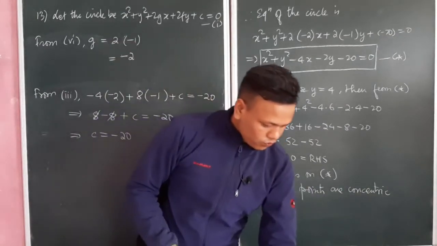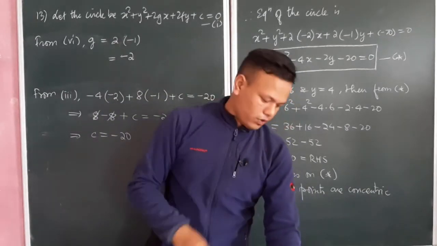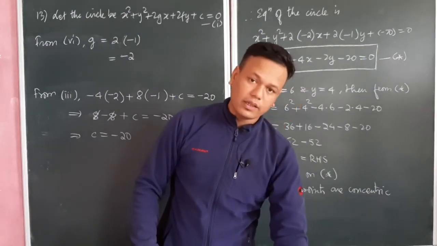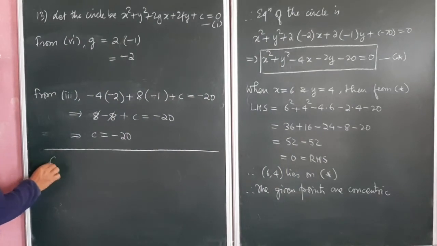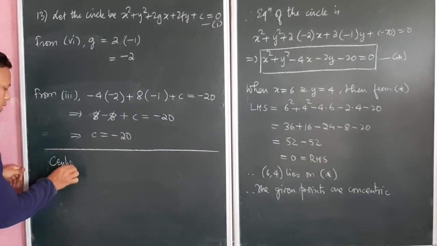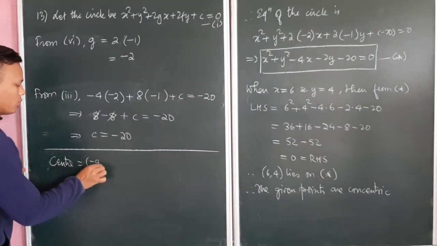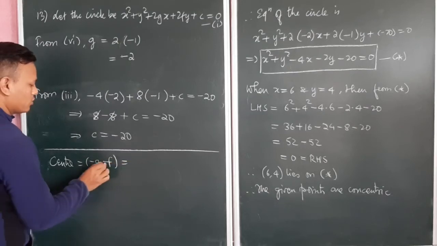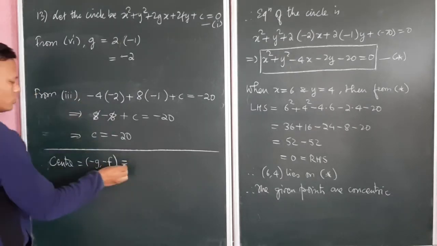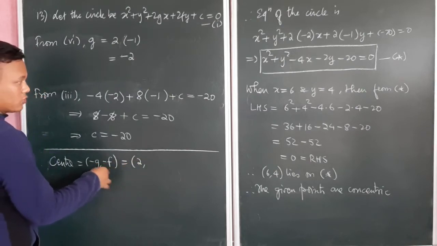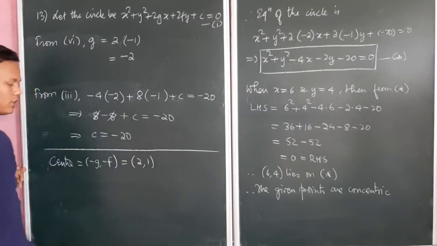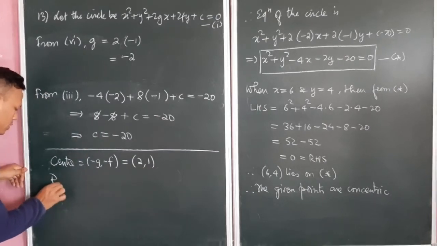Now our aim is to find the equation; we have already found it. We have to find the center. I don't have space here, so let me write the center here. The center will be minus g comma minus f. g is equal to minus 2, so minus of minus 2 becomes 2, and minus f, that is minus of minus 1, becomes 1. So the center is (2, 1).